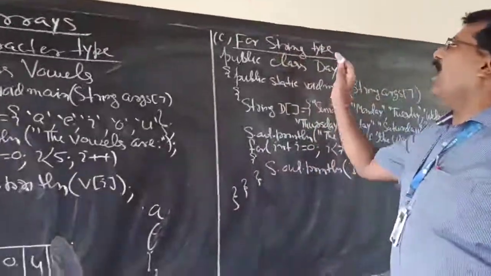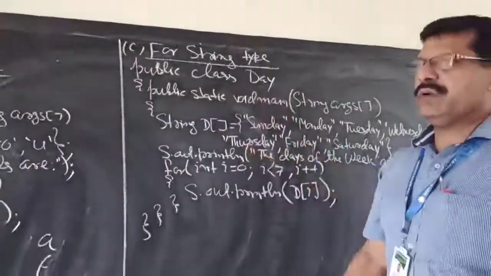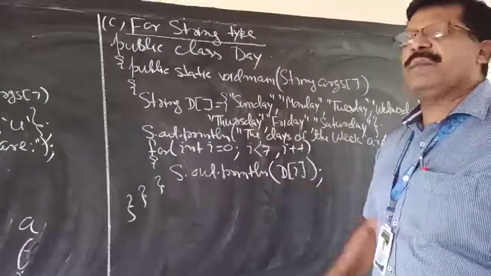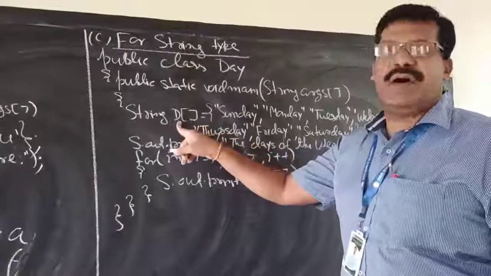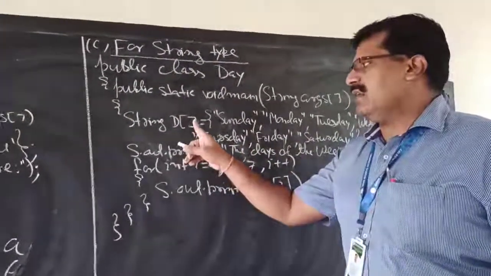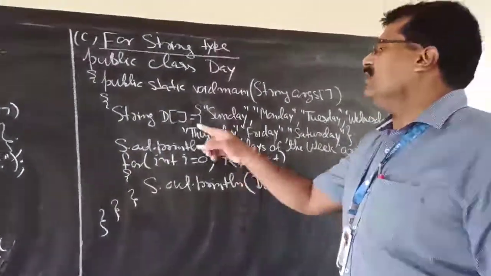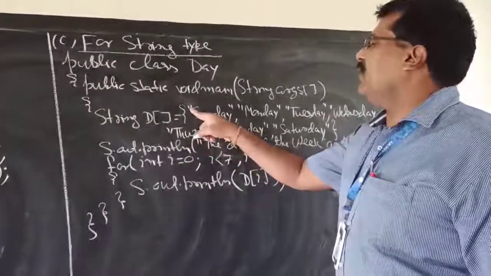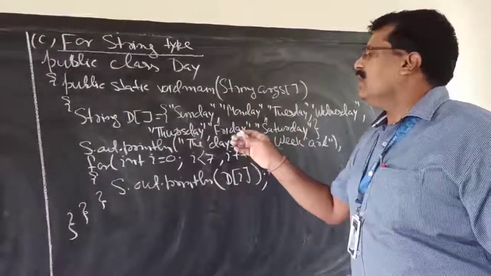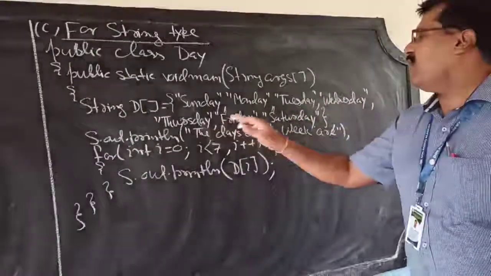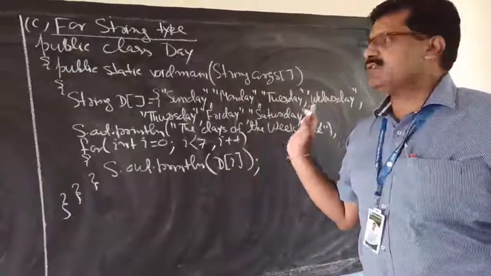Today's last topic: how to create a string array. String type of array. Suppose you are going to display the days of the week, Sunday, Monday. So public class Day, String d for day. Now see, this time the array's data type is String because you are going to hold string values. Now d: the first element is Sunday with double quotes, Monday with double quotes, separated by commas. Sunday, Monday, Tuesday, Wednesday, Thursday, Friday, and Saturday. So we have created the array and stored all the days of the week.